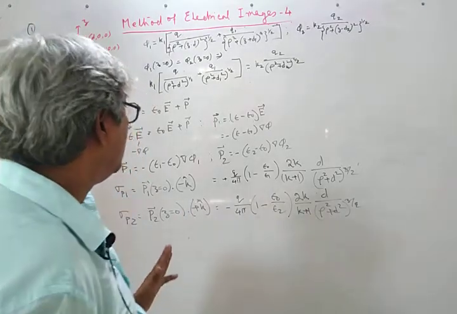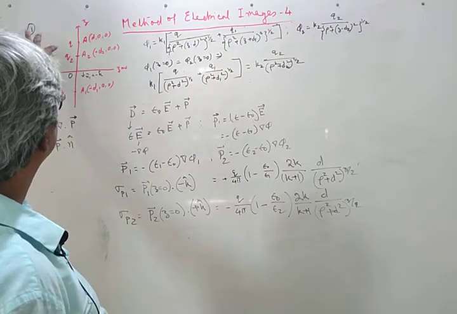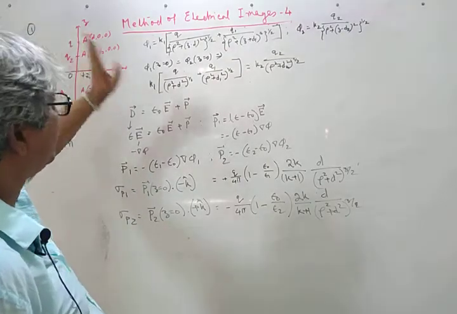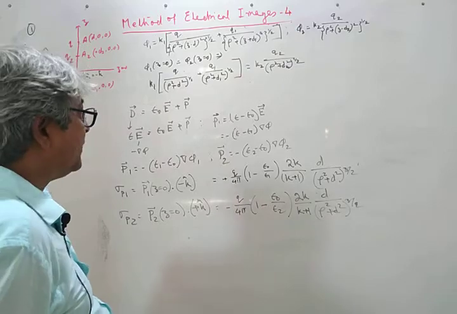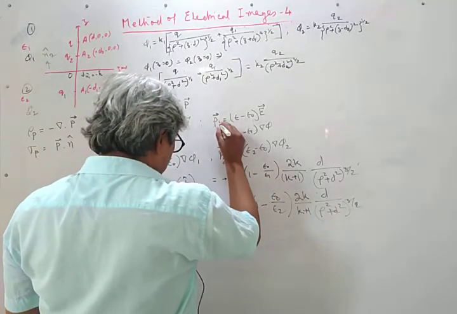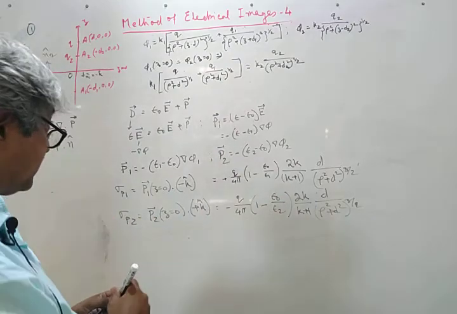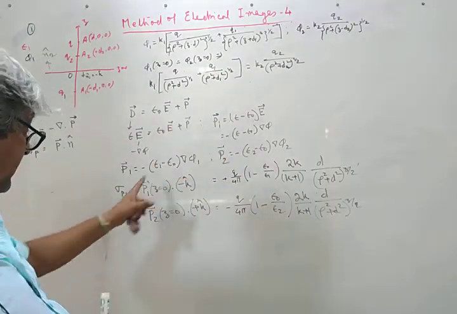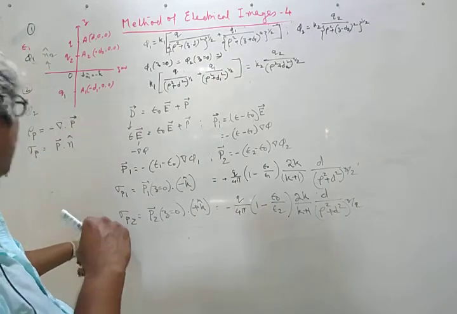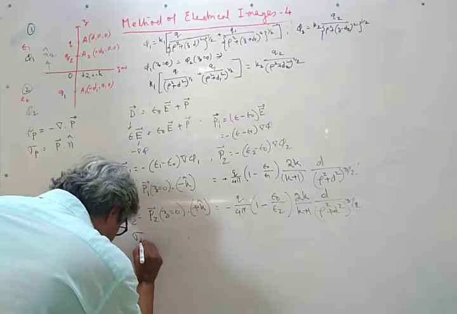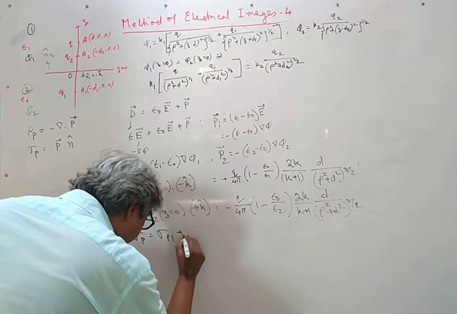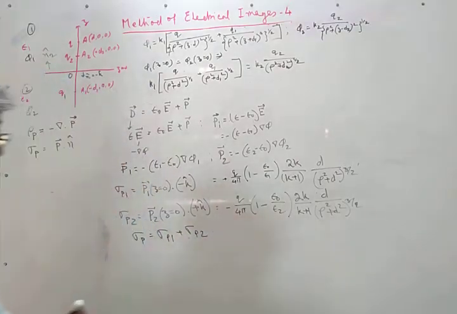We had four unknowns to be determined: q1, q2, d1, d2, and we formulated four equations, which enables us to find the four unknowns. Ultimately, you assume the linear dielectric and convert the P relation to be this, and finally we find out the polarization charge densities at the interface of 1 and 2. Finally, the total polarization charge density is sigma p1 plus sigma p2. By this, we conclude our discussion on the method of electrical images.